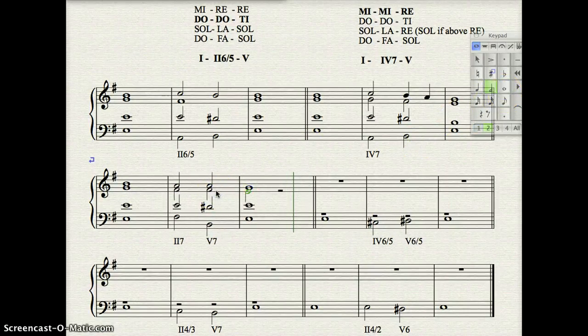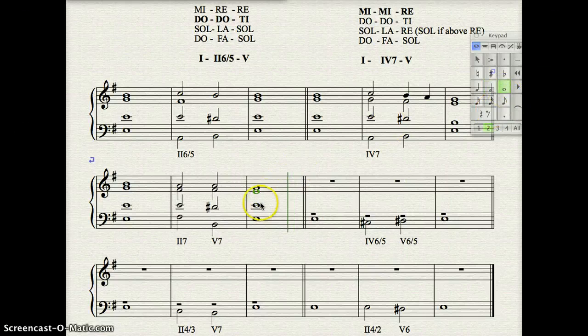The alto voice can just simply move and triple the root. If you want a complete chord, you can simply move the tenor down. Let's listen to this.